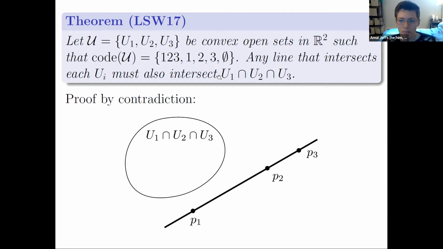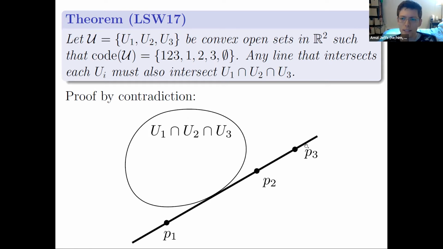Let's assume we could slice through these sets without going through the region where they all meet. And that's this left blob over here. And here's my line. It goes through points P1, P2, and P3, and U1, U2, and U3, respectively. And by convexity I can actually reduce to the case where I've slid this line right up to the edge of the place where all these sets meet.